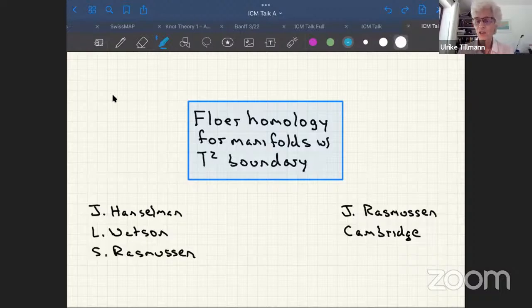This is the topology session, and it's my great pleasure to introduce Jacob Rasmussen. Jacob got his PhD in 2003 with Peter Kronheimer in Harvard. Then he spent quite a bit of time in Princeton till 2007 when he went to the University of Cambridge in Great Britain. He has also been a visiting professor at the Simon Center for Geometry and Physics, and he's now going to talk about Floer homology and three manifolds with torus boundary.